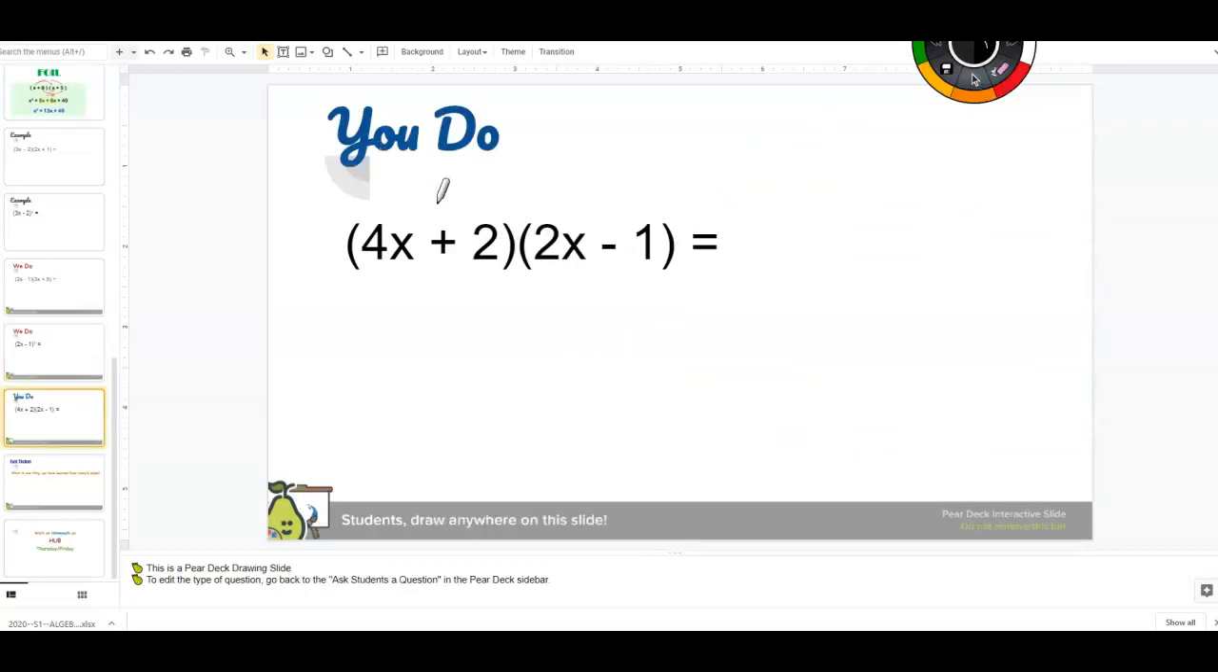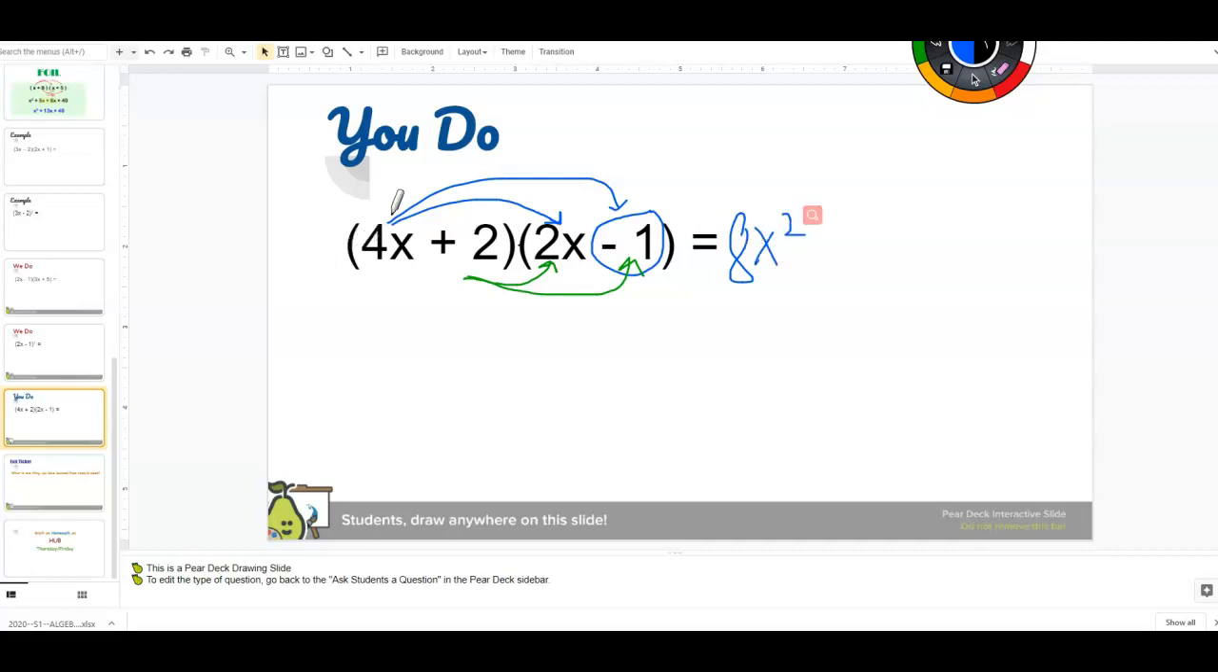One more practice. Two parentheses times each other. So you're gonna draw the arrows for multiplication. 4x times everyone in the back in the second parenthesis. Be careful, the second guy is -1. Don't forget the sign. 2 times everyone in the second parenthesis. So let's do them one by one. 4x times 2x. 4 times 2 is 8. X times x is x squared.